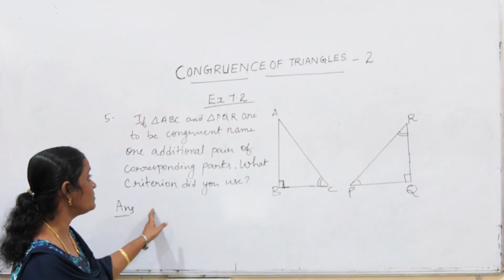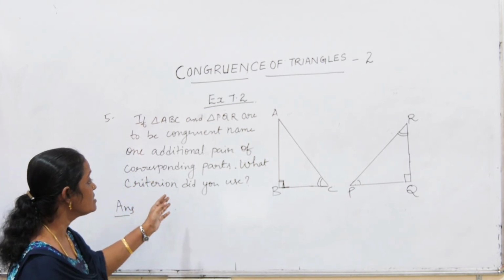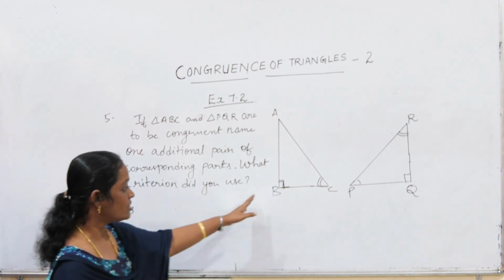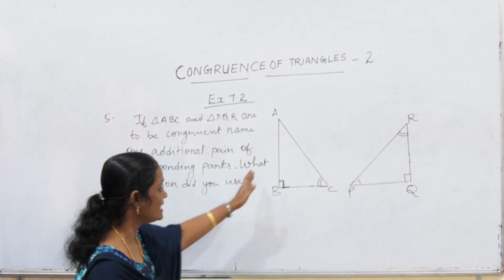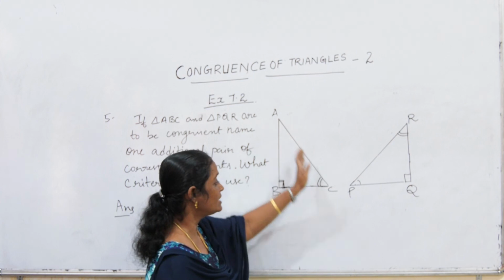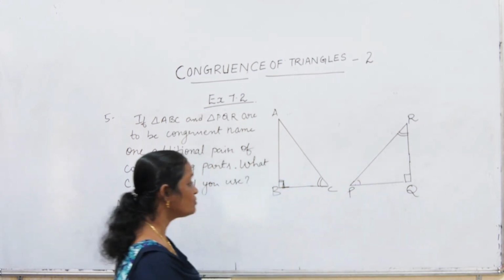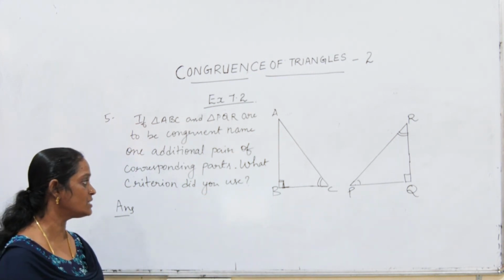Here, if triangle ABC and PQR are to be congruent, name one additional pair of corresponding parts. What criterion did you use? Here we have to say. So here some angles are equal. These two angles are equal here. Here angle ABC is equal to PQR and angle ACB is equal to angle PRQ. So two angles of triangle ABC are equal to two angles of another triangle here.